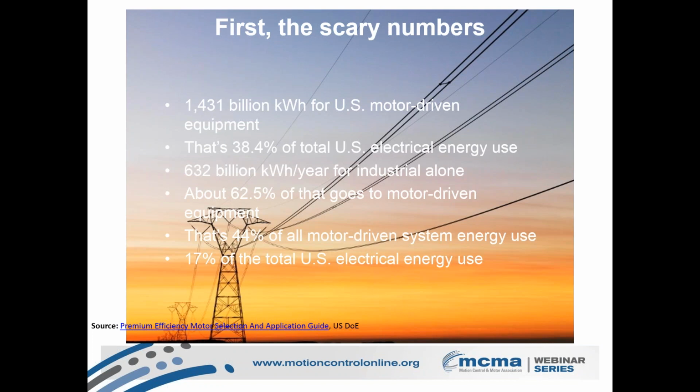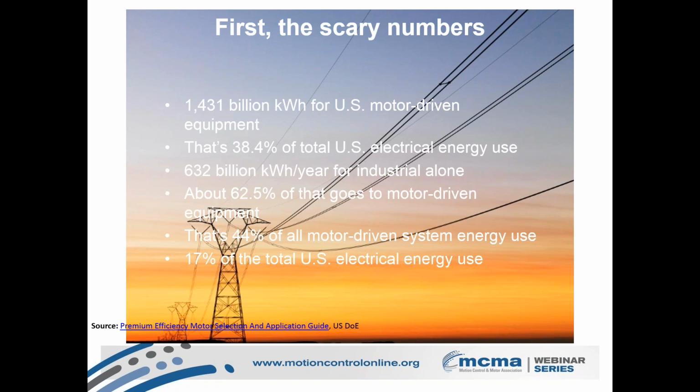Motor-driven equipment consumes 1,431 billion kilowatt hours of electricity every year in the U.S. That is a lot of energy. It's 38.4% of total U.S. electrical energy use. So motors are just gobbling it up out there.